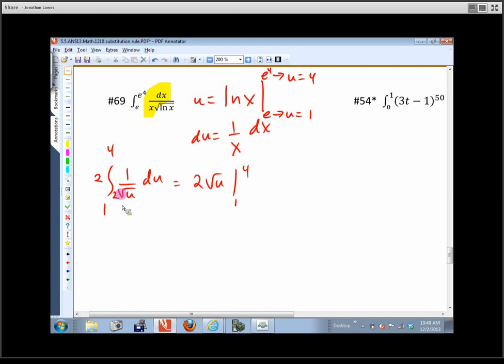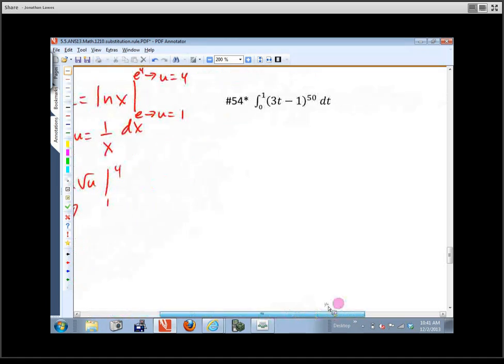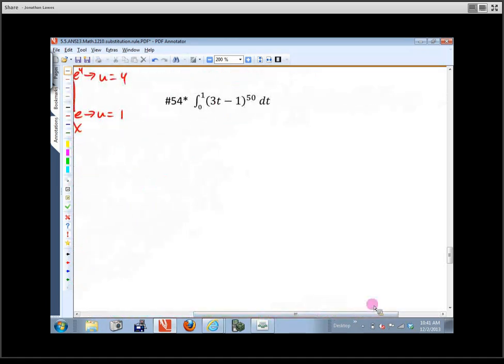If you need to, don't write that. Rewrite this as u to the negative 1/2. Again, increase the exponent by 1. Divide by the new exponent. The new exponent is 1/2. Instead of dividing by 1/2, we times by 2. Same answer there. And then you can finish that off, right? Okay, let's take a look at this one.